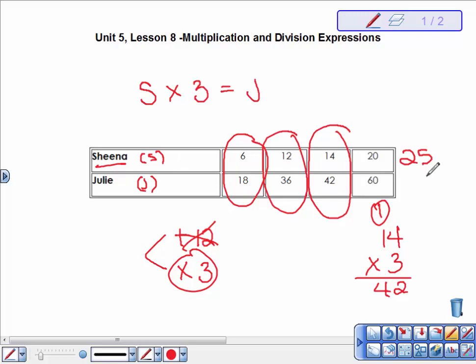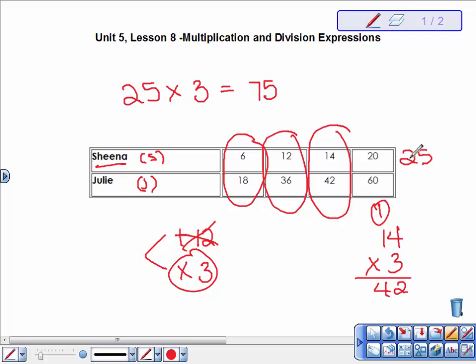So what if Sheena had 25? We'll say 25 necklaces. So what if Sheena had 25 necklaces? How many would Julie then have? So all I'm going to do is take the number that Sheena has, which we know, that's 25. I'm going to erase the S in my equation, put in the 25, and now I have 25 times 3 equals the amount of necklaces that Julie has. Well, 25 times 3 is 75.